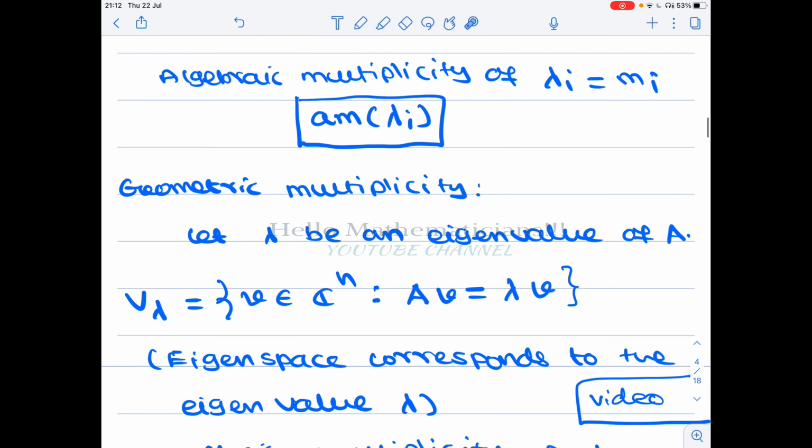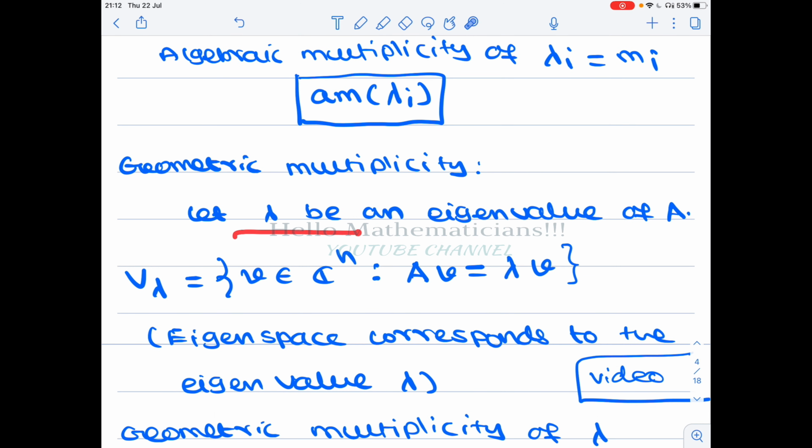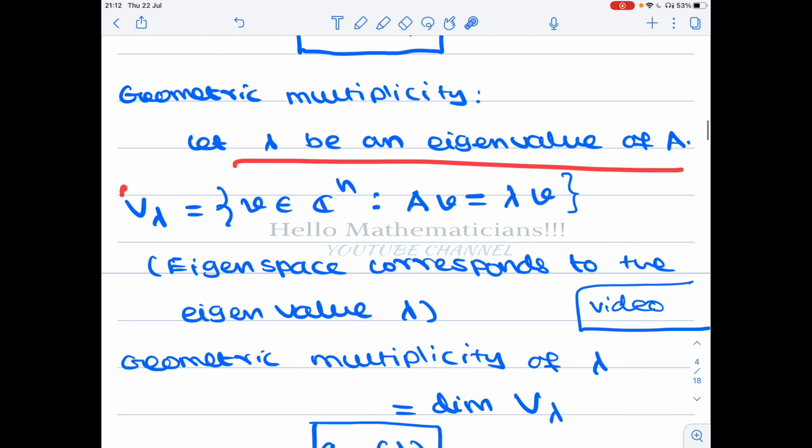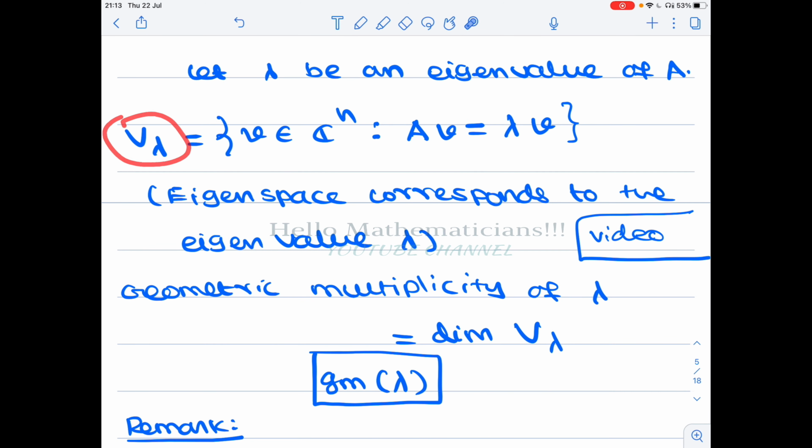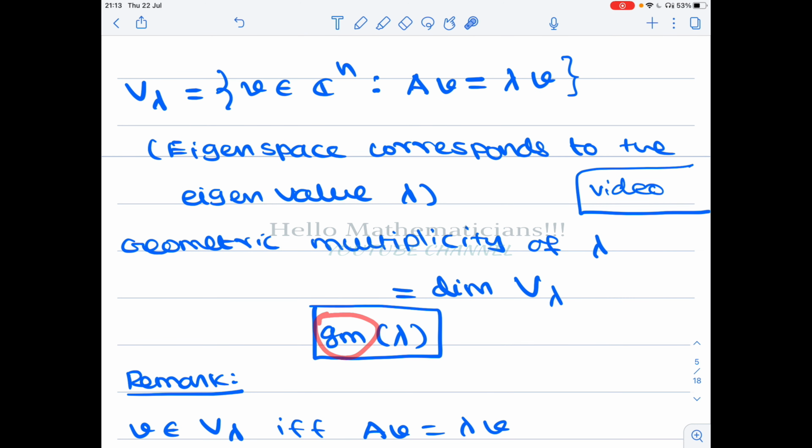Now, geometric multiplicity. Let lambda be an eigenvalue of A. We define V lambda, the eigenspace corresponding to the eigenvalue lambda. Basically it contains all the eigenvectors corresponding to lambda: the set of all v belonging to C^n such that Av equals lambda v. One can prove that this is a vector subspace of C^n. The dimension of V lambda is defined to be the geometric multiplicity of lambda, which we denote by GM of lambda.